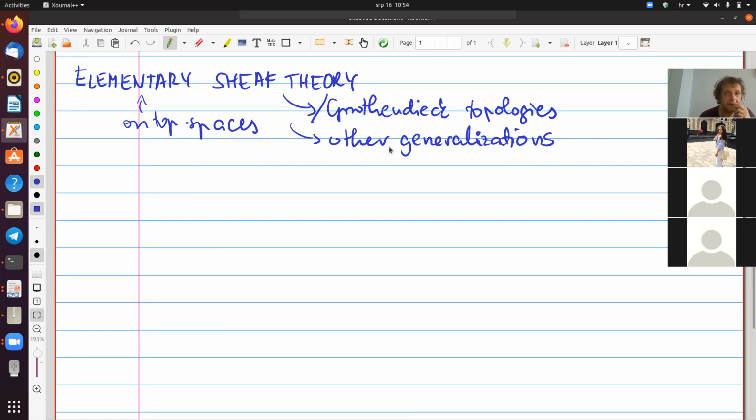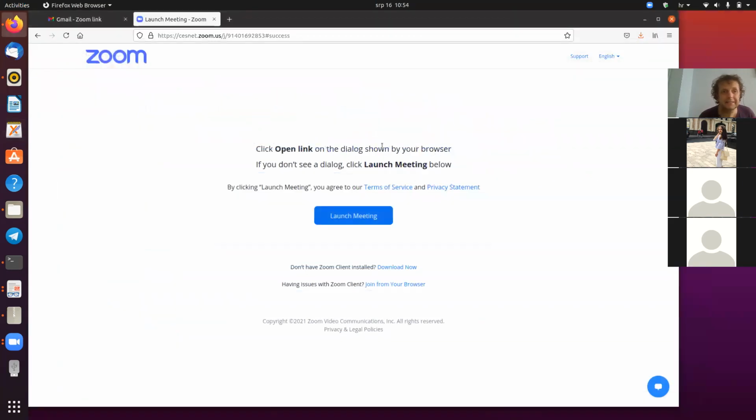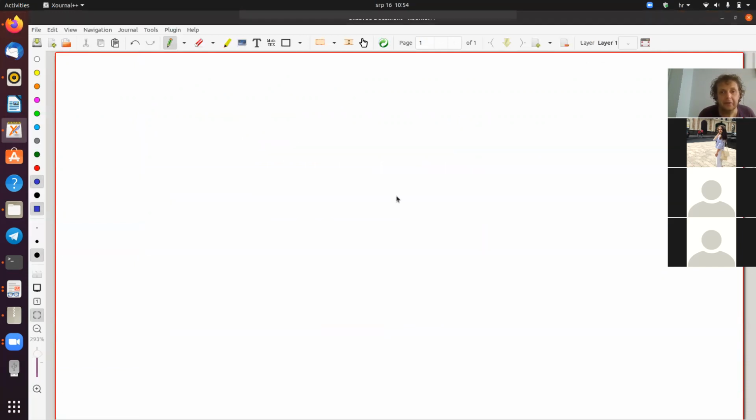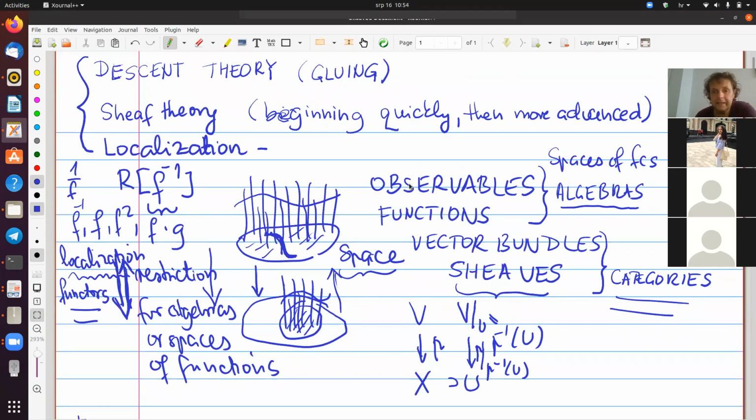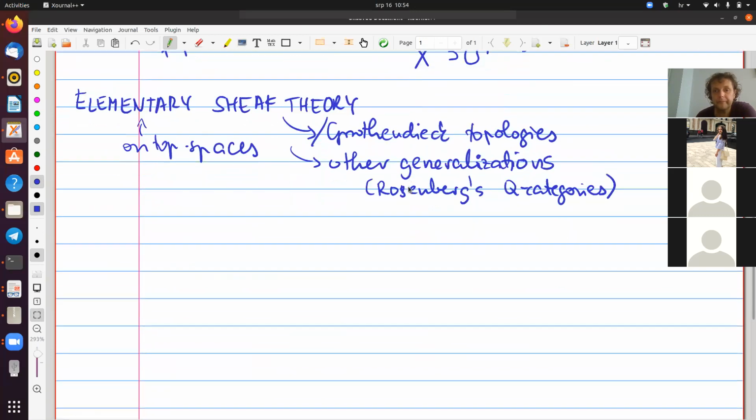For example, there are Rosenberg's Q categories, which are also kind of localizations in some sense. Rosenberg Q categories, etc.